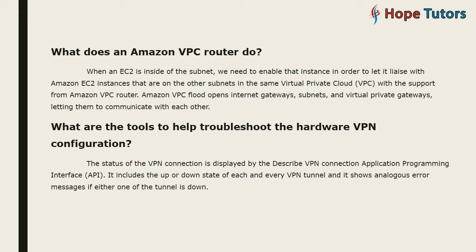What are the tools to help troubleshoot the hardware VPN configuration? The status of the VPN connection is displayed by the Describe VPN Connection Application Programming Interface, API. It includes the up or down state of each and every VPN tunnel, and it shows analogous error messages if either one of the tunnels is down.